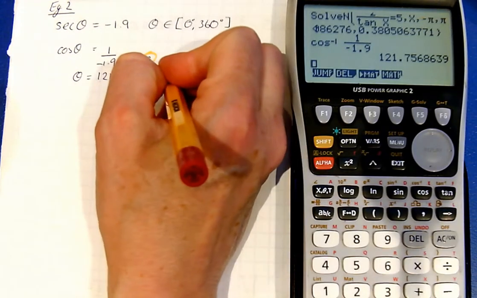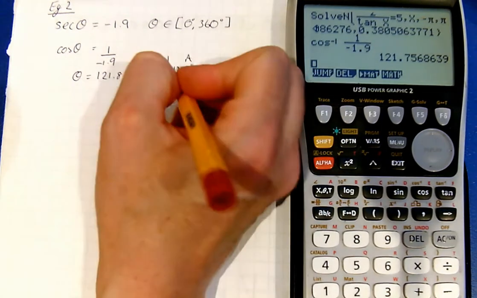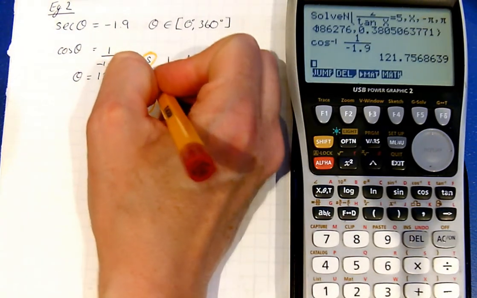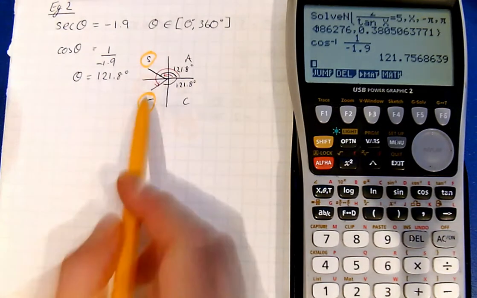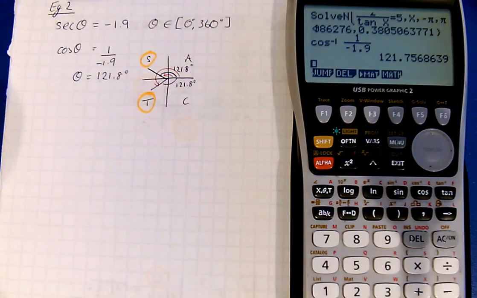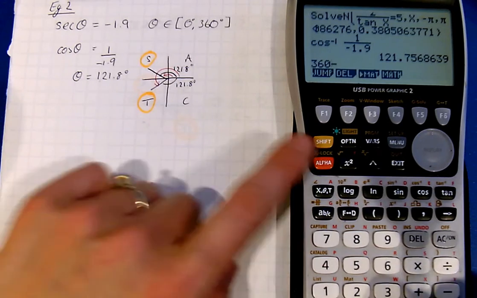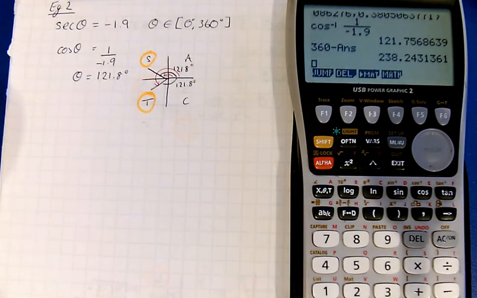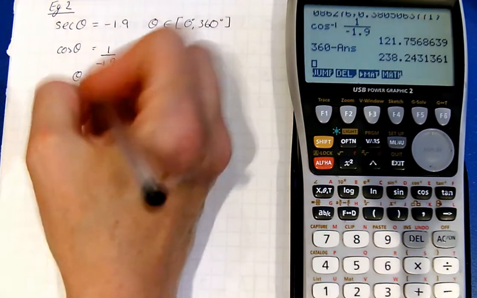Okay. We need to have all angles from 0 round to 360. So we've got our first angle we've already got, and the second angle we're going to go past the 180 mark. We could do 360, take away 121.8, and that gives us 238.2.